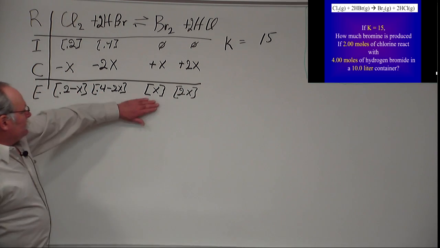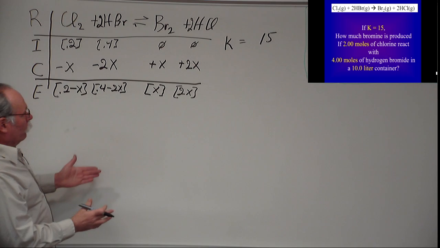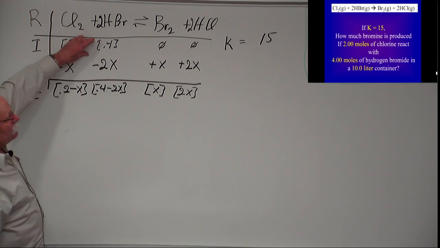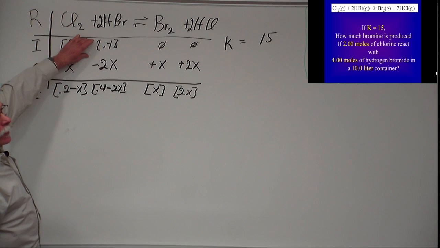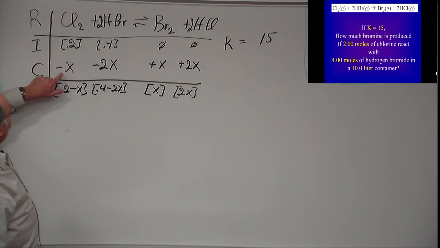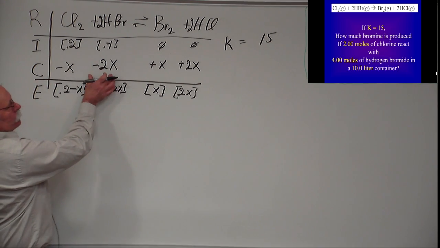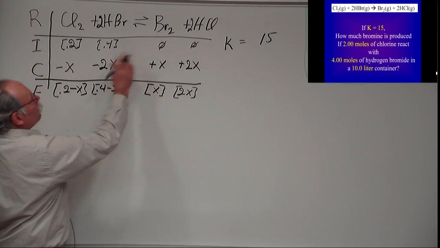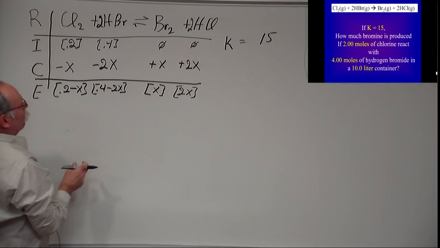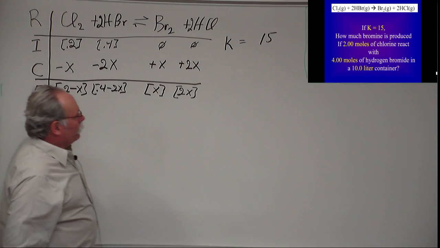So these represent the concentrations once the reaction is over and equilibrium is achieved. This actually represents Q, the initial equilibrium expression. And this represents the proportions in which they are consumed or produced relative to each other. So since this has a coefficient of 1 and this has a coefficient of 2, every time we consume one of these, we must consume 2 of those.